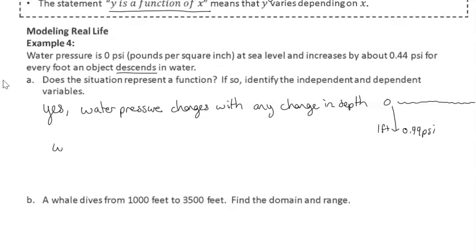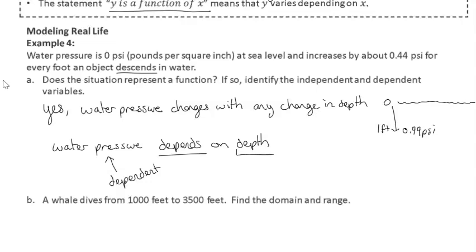All right, so your water pressure depends on how deep you are in the ocean. So if you think about it, how much water pressure you have depends on how deep you are. So that tells me that water pressure is dependent. And that means that the depth of the ocean is independent. So you can choose any depth of the ocean, but based on that depth, the water pressure is going to change.